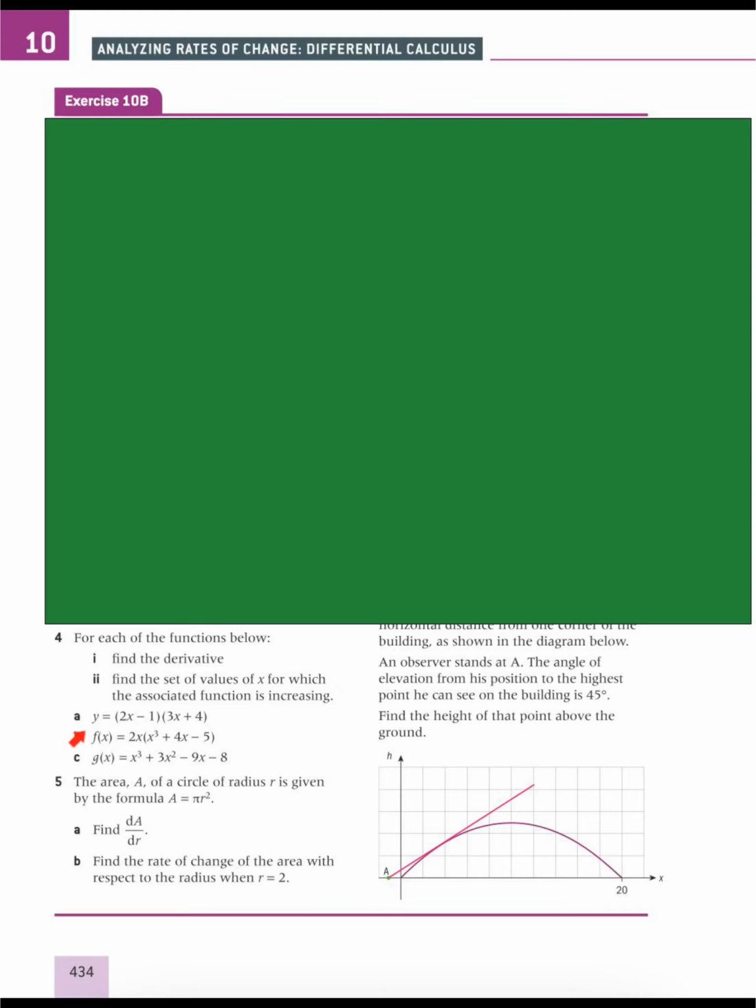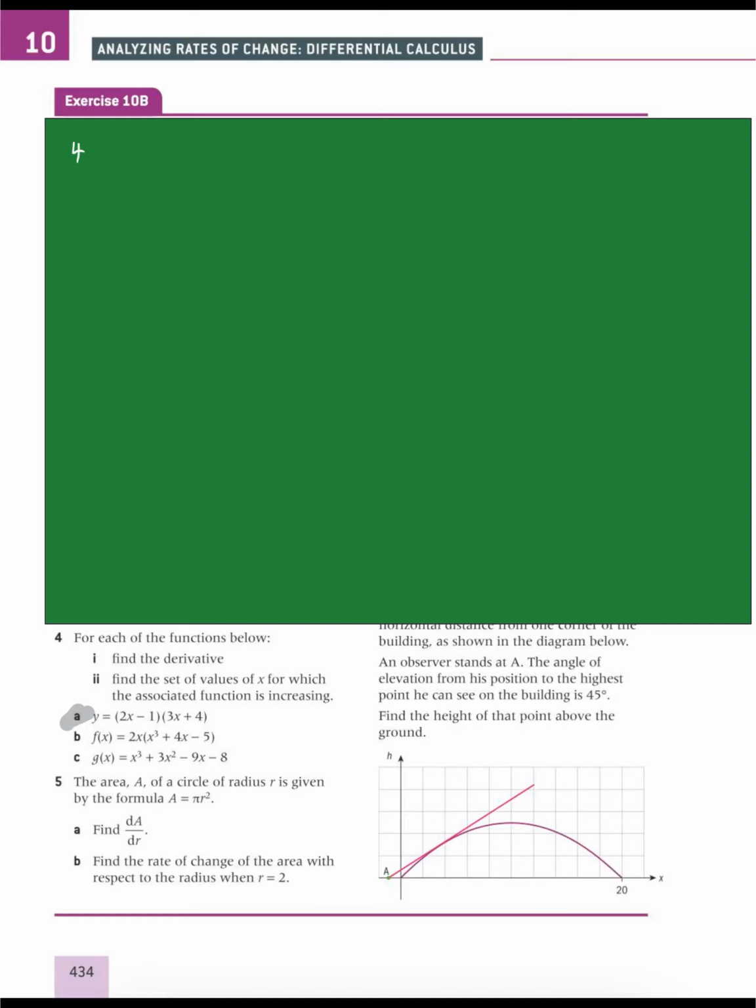Let's have a look at question 4a. I'll do A, you guys can do B and C. Now it says here, 4, for each of the functions below, 1, find the derivative, 2, find the set of values of x for which the associated function is increasing. Okay, if it's increasing, it has a positive slope, so we're going to look for that. Okay, so let's get stuck into this.